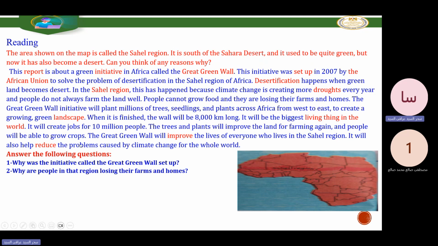And of course, this is the most important thing: reduce the problems caused by climate change. This is an initiative in Africa which works on reducing the bad effects or bad impacts on our environment, which is caused by, of course, global warming or climate change. Okay, after reading this passage, try to answer these questions.